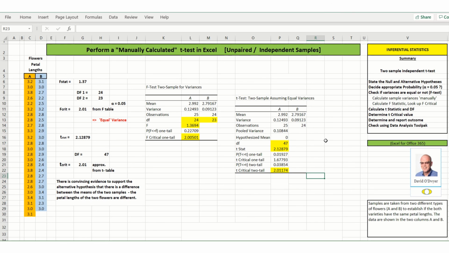So now we've concluded what we set out to do, which was perform a manually calculated t-test in Excel for unpaired or independent samples, and then check our outcome with the Excel Data Analysis ToolPak. So now our work is complete at this point.